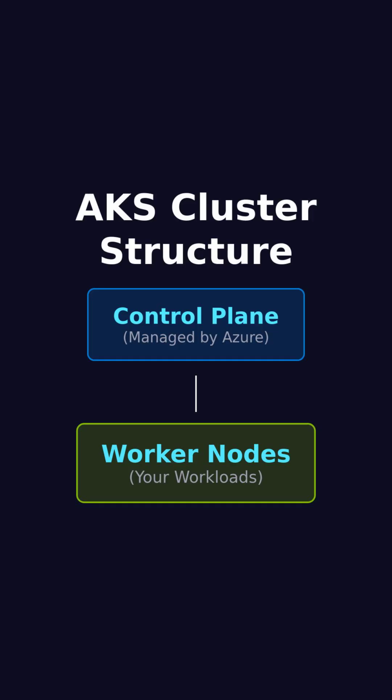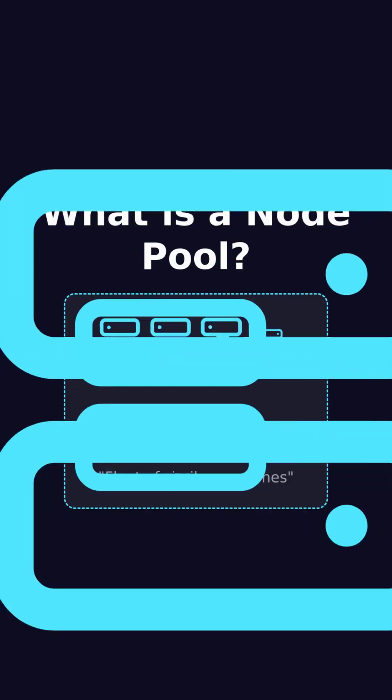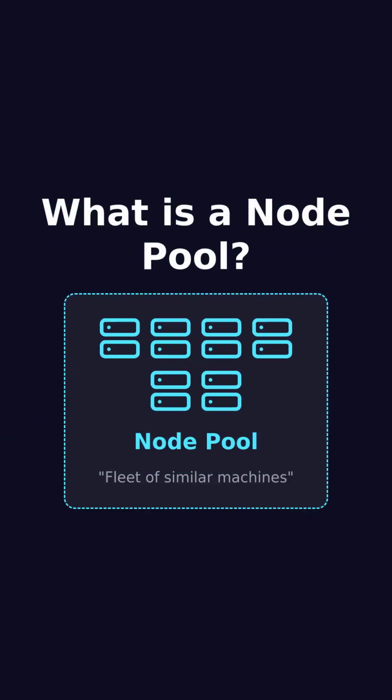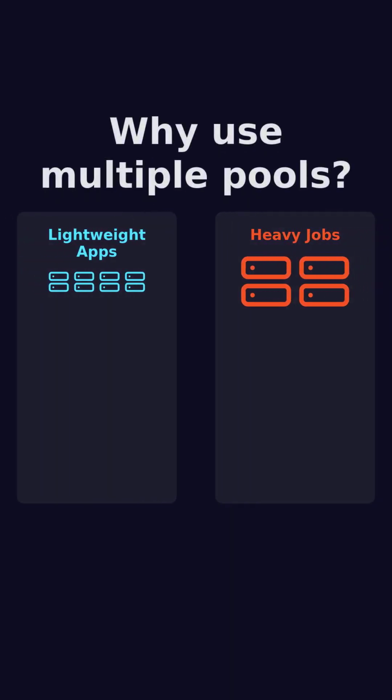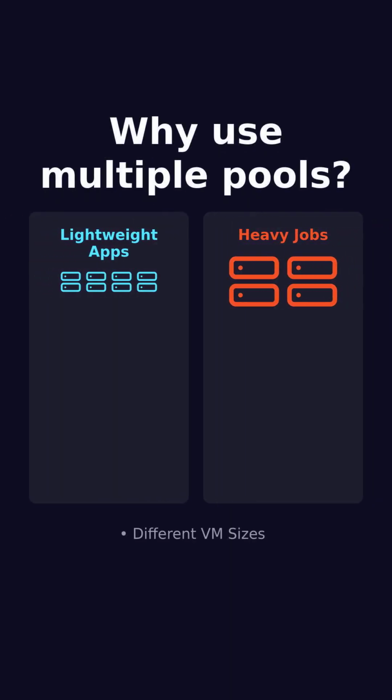Why group nodes into pools? Because different workloads often need different kinds of machines. One pool might be small and cost-efficient for lightweight services, another might have more CPU or memory for heavy processing, and another might use GPUs. By separating nodes into pools, you can scale, upgrade, and configure each group independently.